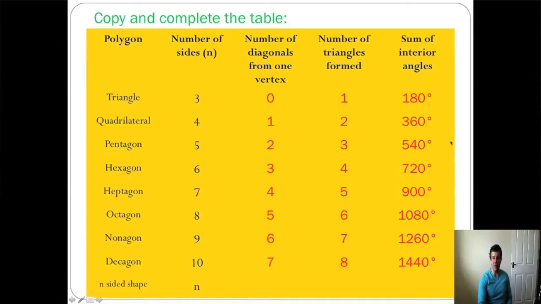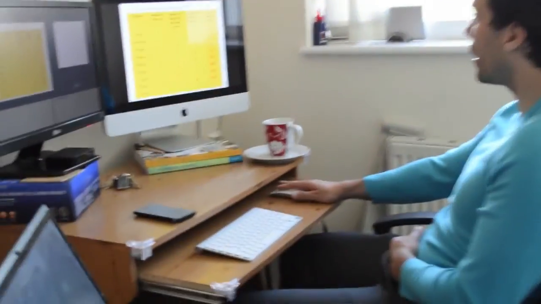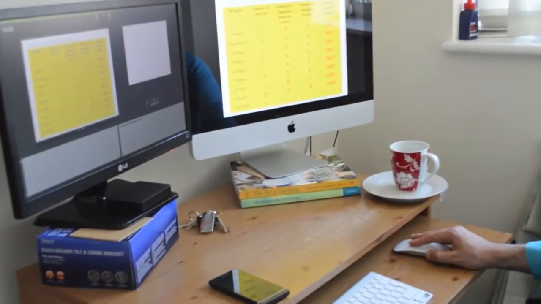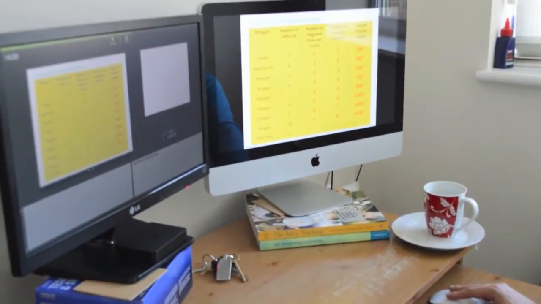The sum of the interior angles, triangle 180. Quadrilateral was 2 180s, which is 360. The pentagon was 3 lots of 180, 540. The heptagon is 5 lots of 180, 900. So the hexagon, with 3 diagonals we could draw, 4 triangles formed, 4 lots of 180, the sum of the interior angles for the hexagon is 720.